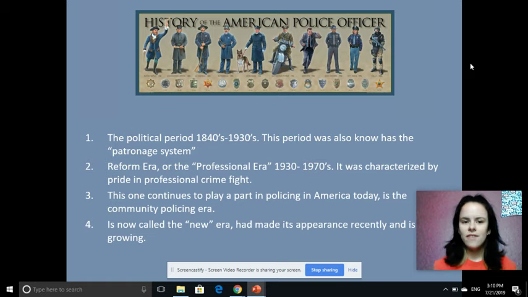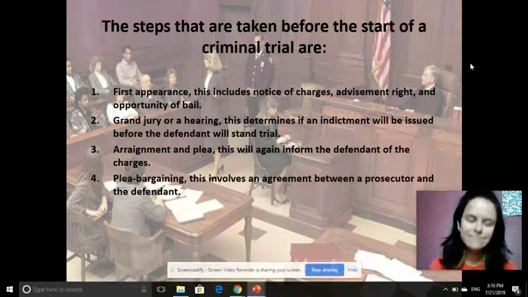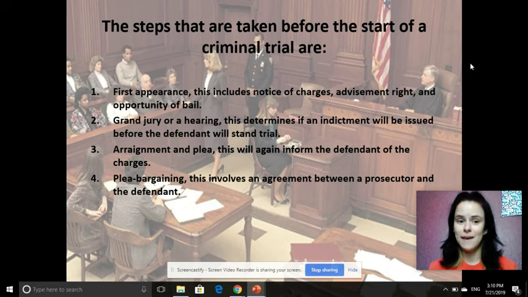We also have the history of the American police officer. There are four different time periods of it. And this is one of my favorite things I learned in this class.